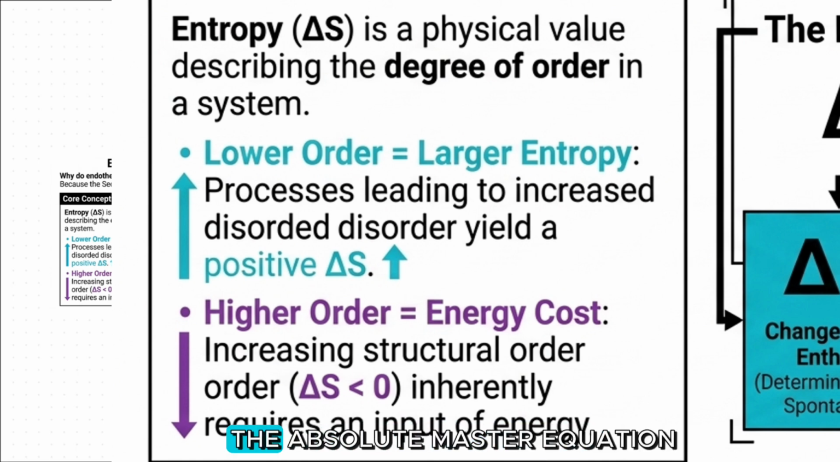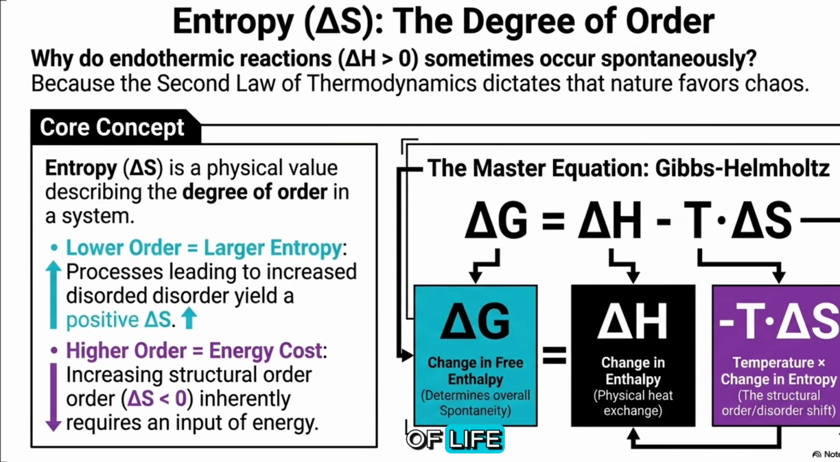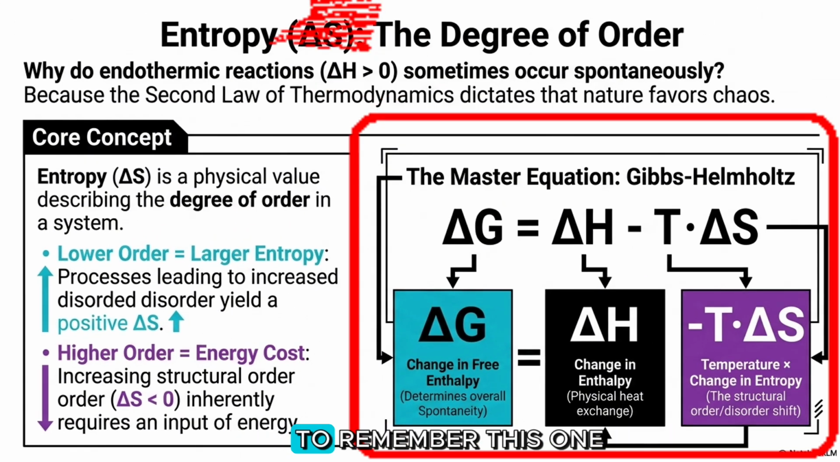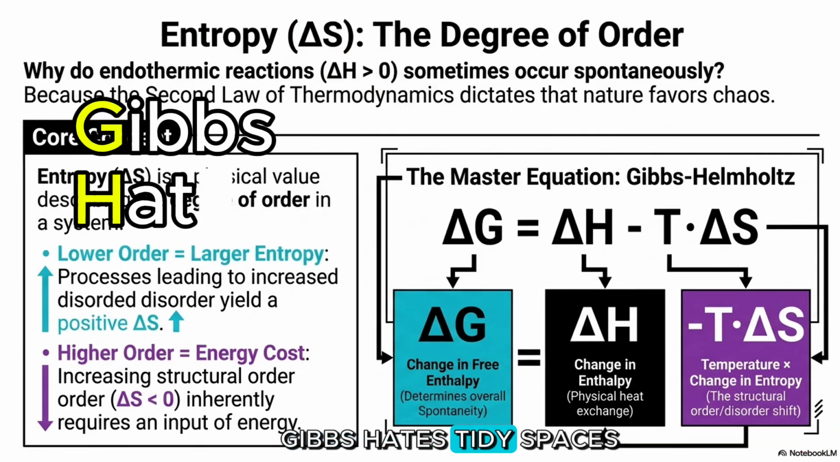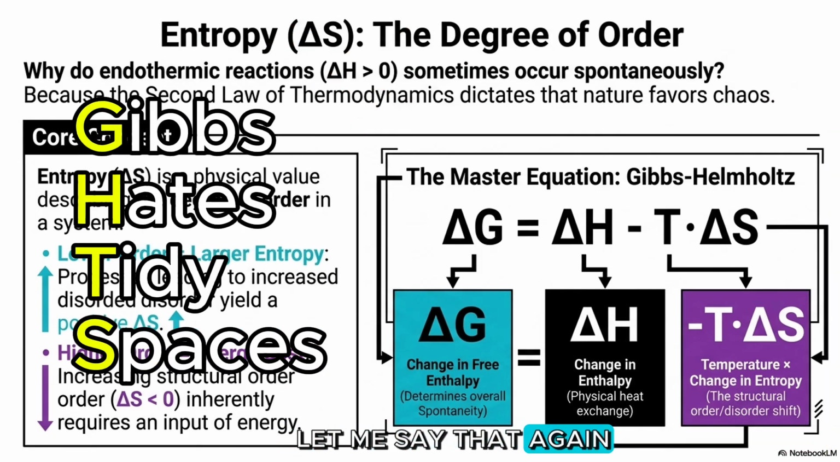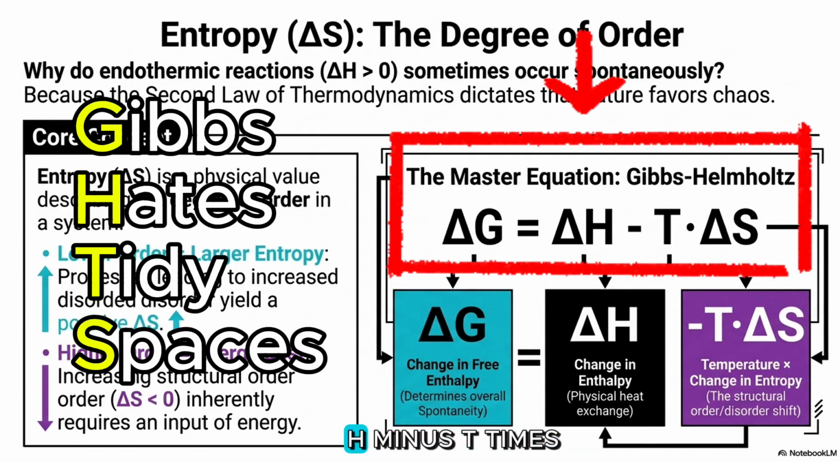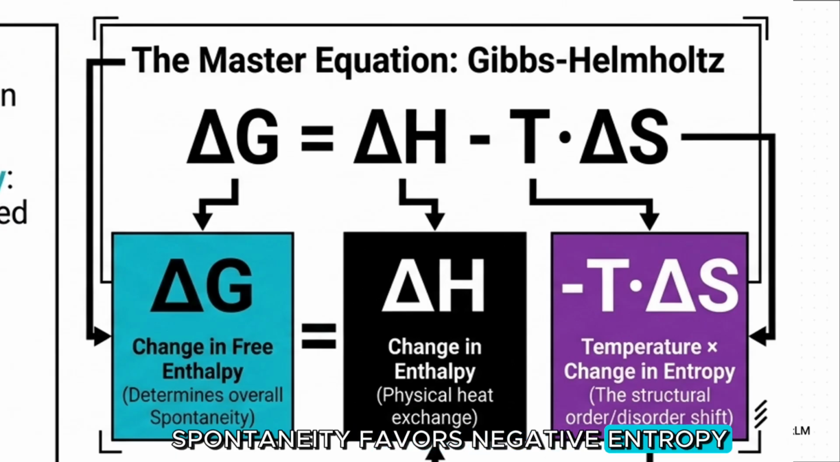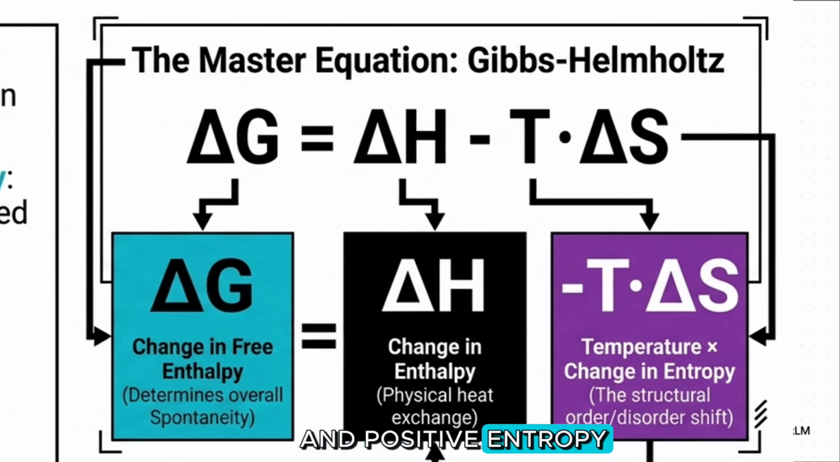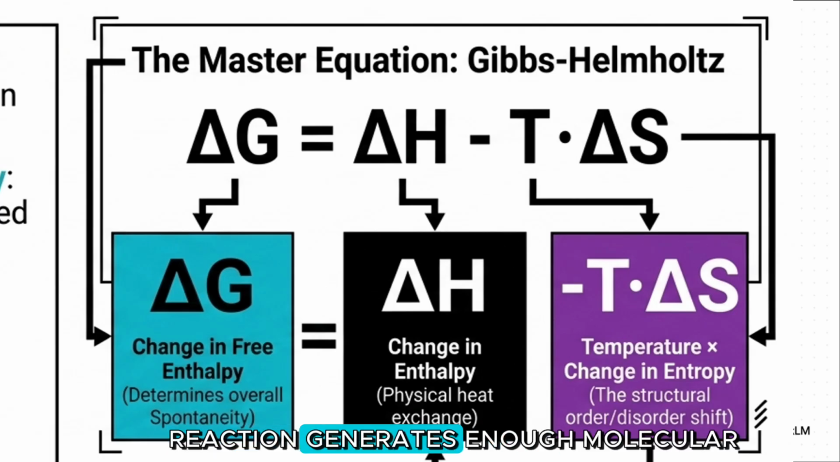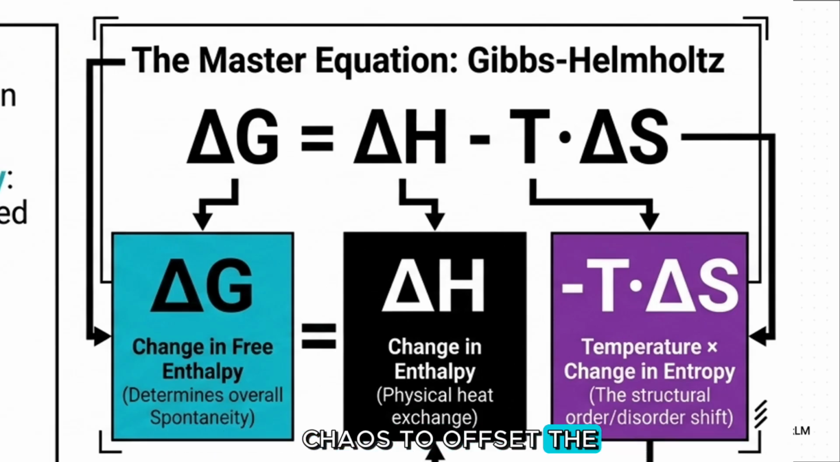We synthesize this with the absolute master equation of life, the Gibbs-Helmholtz equation. To remember this one, just use this essential mnemonic. Gibbs hates tidy spaces. Let me say that again. Gibbs hates tidy spaces. Delta G equals delta H minus T times delta S. Spontaneity favors negative enthalpy, which is heat release, and positive entropy, which is tidy spaces becoming chaotic. As long as a reaction generates enough molecular chaos to offset the energy cost, it will be spontaneous.